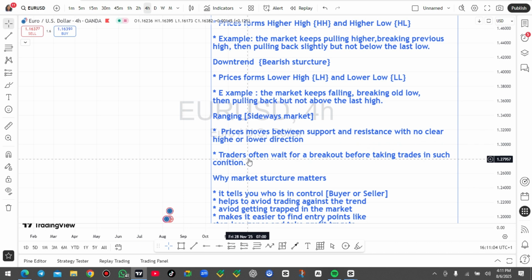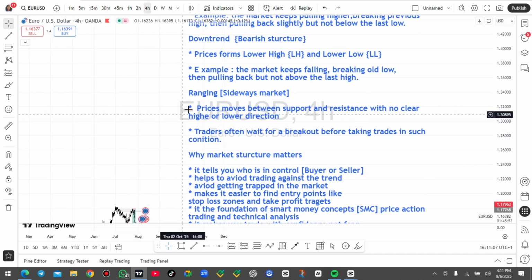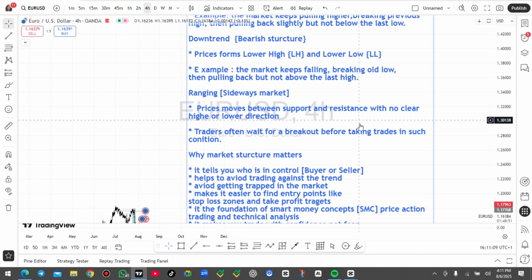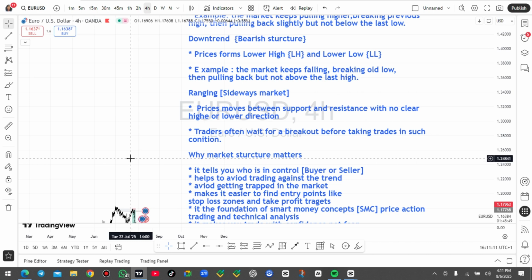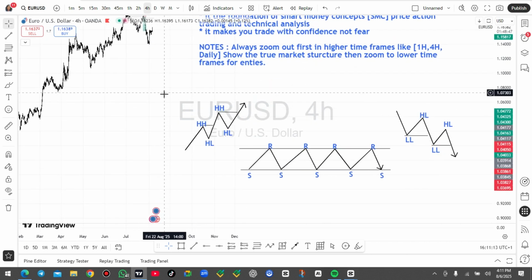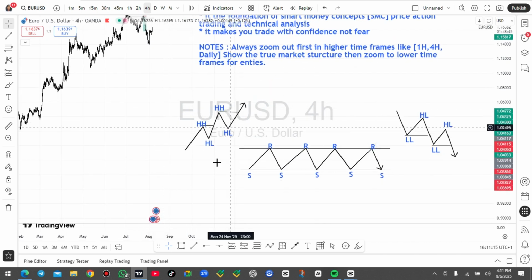And we have the last one, which is the ranging or sideways market. We also call it a consolidation market. This is it: equal highs, equal lows. No one is above the other. We have the resistance and we have the support. The market has equal highs and equal lows. We call this a consolidation market.